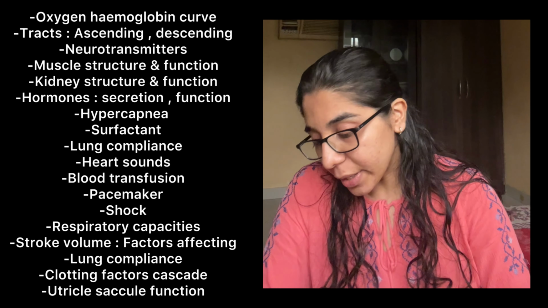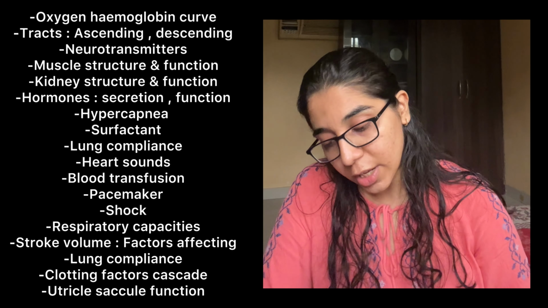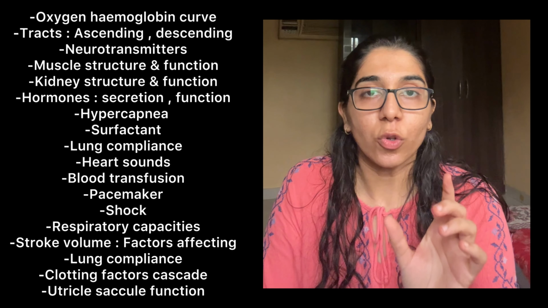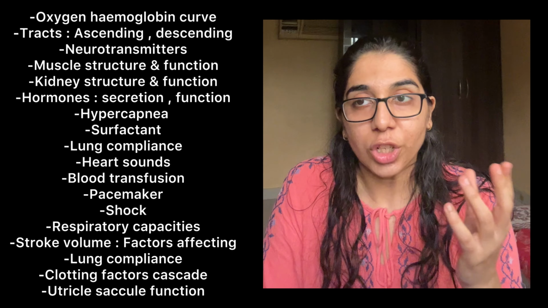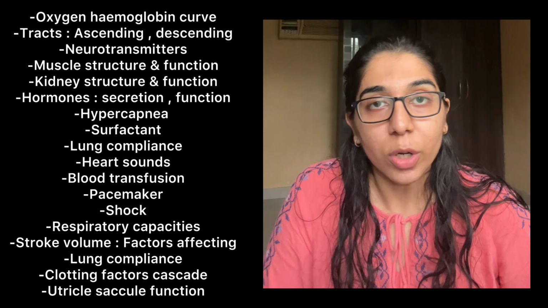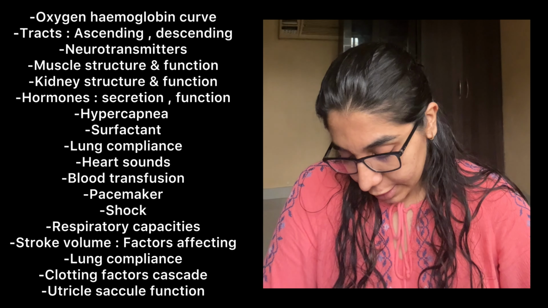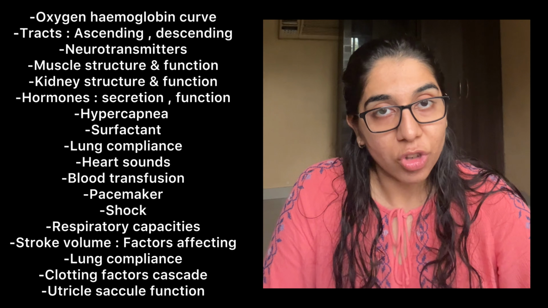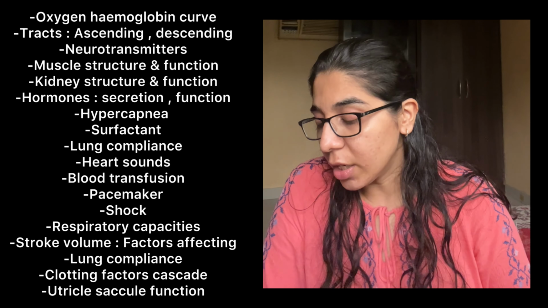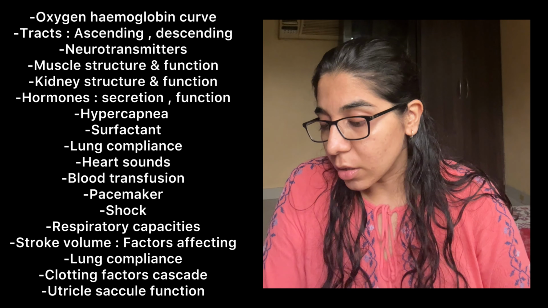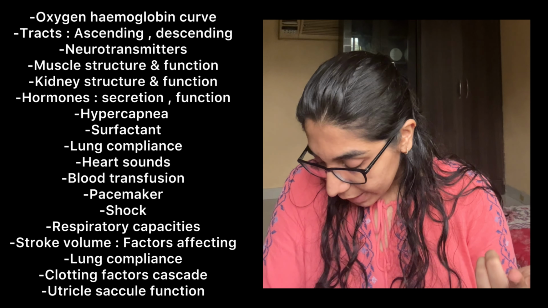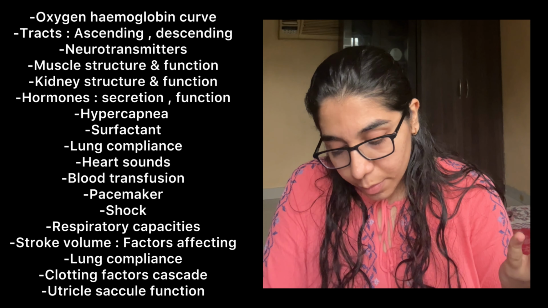So the important topics are first, you need to know about the different ascending and descending tracts, their function. You need to know how will the patient present with symptoms when there is a lesion at a particular level. Then you need to know about the oxygen hemoglobin curve, muscle structure and function, different neurotransmitters, inhibitory, excitatory, then kidney structure and function, surfactant, cardiac cycle, lung compliance, heart sounds, pacemaker, hormones.